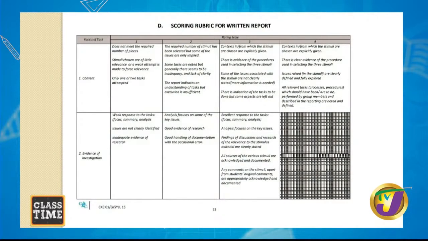Now for the written report rubric. This one is a little more challenging and technical. So you're marked for content, and to get the full marks for content, you would have had to show the context from which the stimuli is chosen is explicitly given. So you would have had to basically state which artifacts you used and where you got them. So the things like your title, the author, if there's an author, singer, if it's a song, that sort of thing. There is clear evidence of the procedure used in selecting the 3 stimuli.